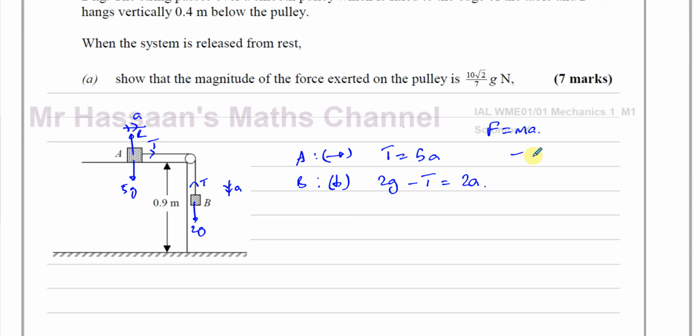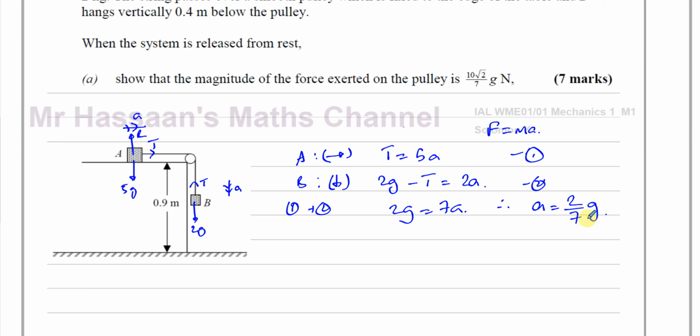Now, if I call this equation 1 and equation 2 and I add them together, on this side you'll have T plus 2G minus T, which leaves me with 2G. So I do equation 1 plus 2. The T's will cancel out, and that equals 5A plus 2A, which is 7A. So therefore I can say A is equal to 2 over 7 times G. Okay, I can leave my answer like that.